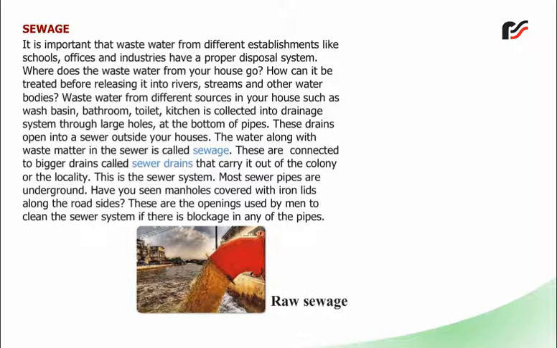Wastewater from different sources in your house, such as wash basin, bathroom, toilet, kitchen, is collected into the drainage system through large holes at the bottom of pipes. These drains open into a sewer outside your houses. The water along with waste matter in the sewer is called sewage. These are connected to bigger drains called sewer drains that carry it out of the colony or the locality. This is the sewer system.